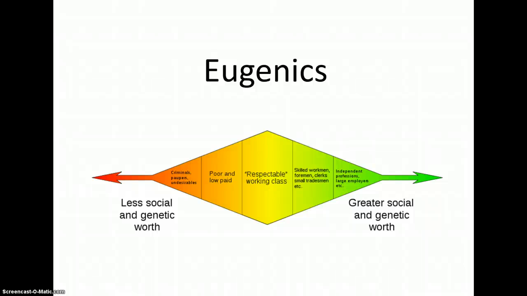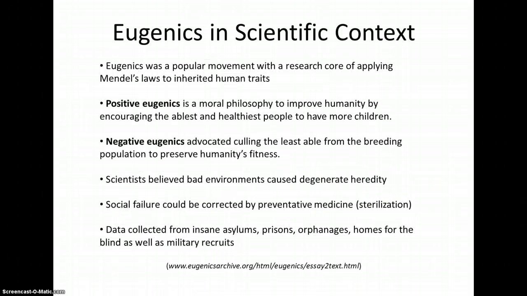This PowerPoint is about eugenics. Let's look at eugenics in the scientific context of the time. This was a very popular movement with a core of research that took Mendel's laws about plants and applied them to inherited human traits. Everything from eye color to whether or not you were a shiftless criminal.